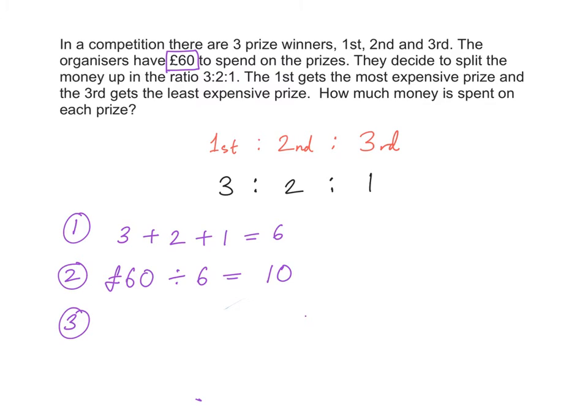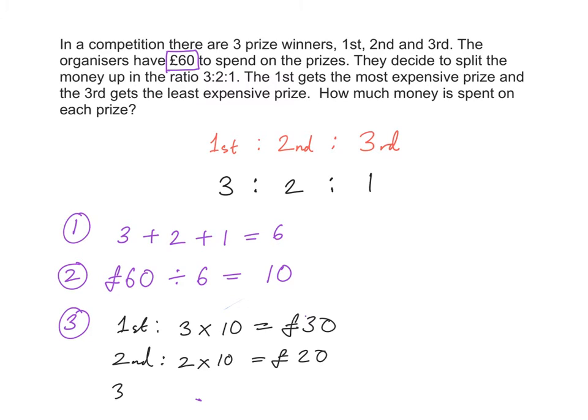And then in the final step, step 3, to work out what each of them gets, I need to multiply what I have worked out in step 2 by each of their respective shares. So the first prize winner, their amount will be 3 times 10, which is £30. Second prize winner is 2 times 10, which is £20. And the third prize winner gets 1 times 10, which is £10.